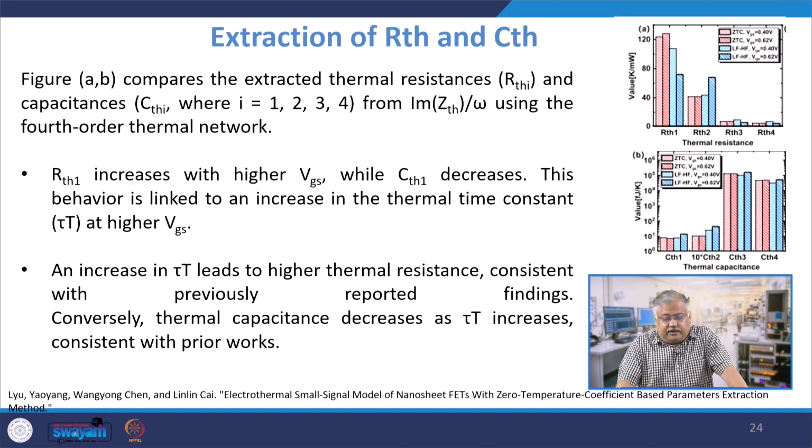Similarly, the extracted values of RTH and CTH are plotted on the top and bottom, and we can see that RTH1 increases with higher VGS while the capacitance value decreases, and this behavior is linked to the increase in the thermal time constant. Why? Because your RTH and CTH values change and tau increases, and therefore at higher VGS your thermal time constant increases, and that affects your transient analysis at the higher temperature.